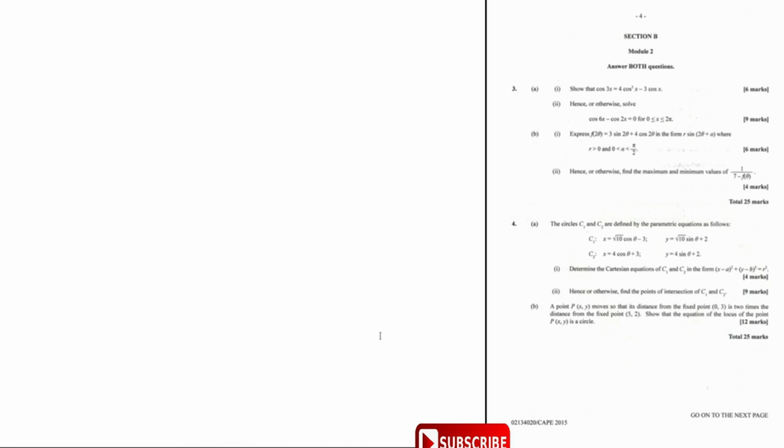Now we can go to question 4. Question 4 says the circles C1 and C2 are defined by parametric equations as follows. C1 is x equal to root 10 cos theta minus 3, y is root 10 sin theta plus 2. And C2 is another parametric equation. From C1 and C2, it says determine the Cartesian equation of both of them.